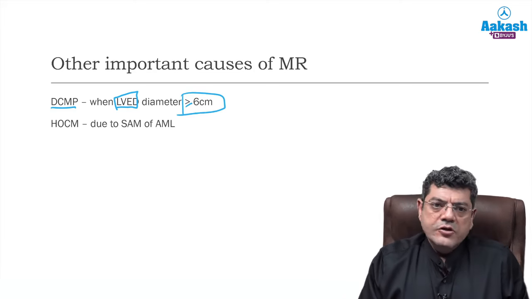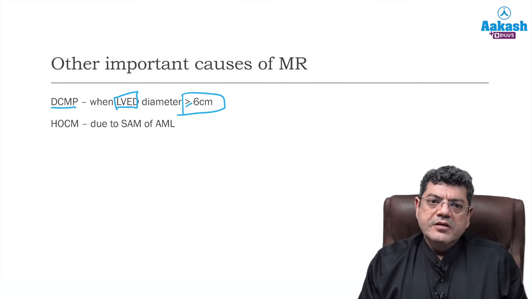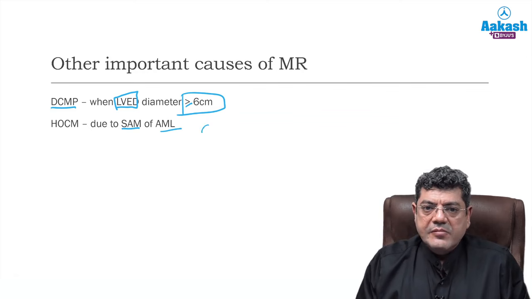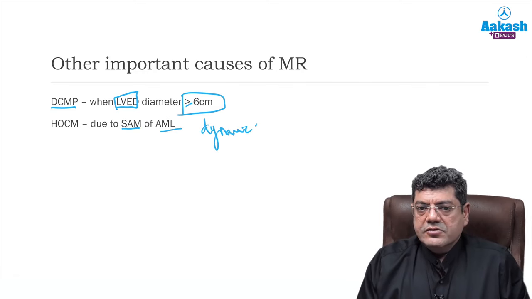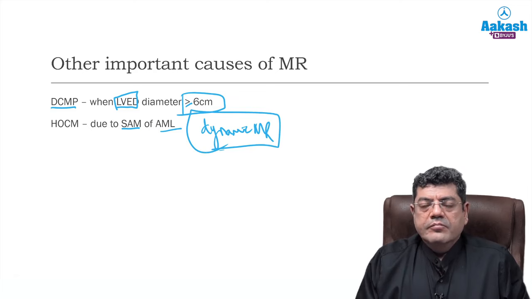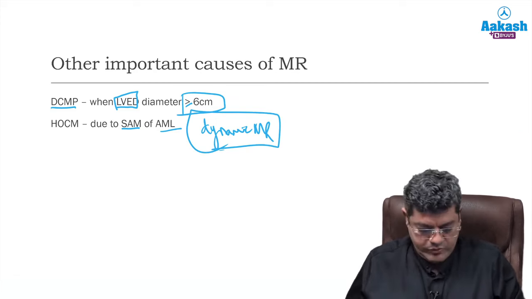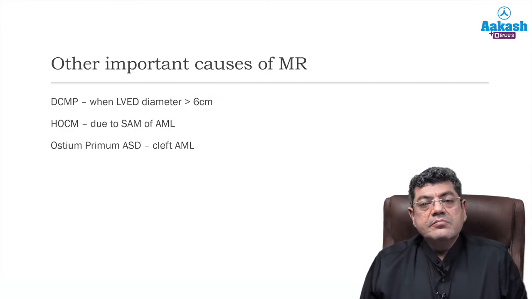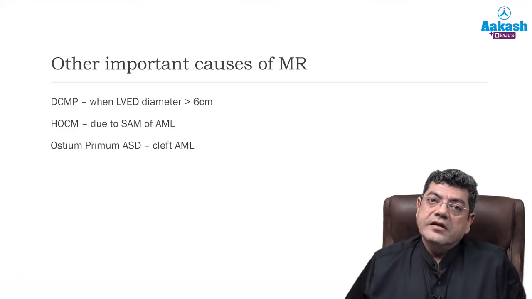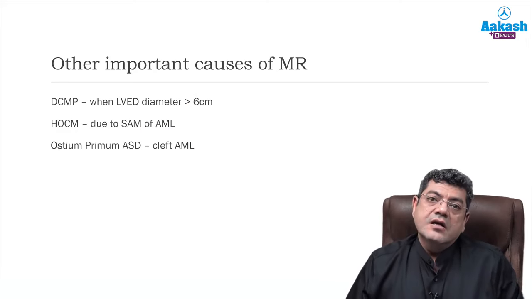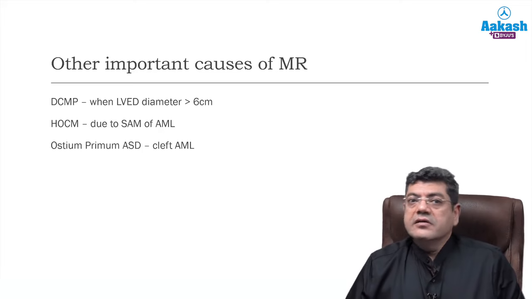Okay. I told you about hypertrophic obstructive cardiomyopathy when it is associated with systolic anterior motion of the anterior mitral leaflet. This is a dynamic regurgitation. So, it can vary from beat to beat depending upon how much the AML moves forward. Okay. And then ostium primum atrial septal defects are associated with a cleft in the anterior mitral leaflet. This is all important questions. Endocardial cushion defects are associated also with mitral regurgitation.